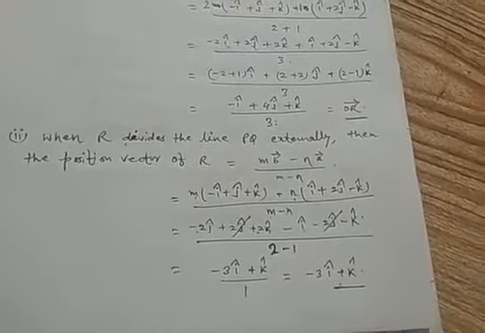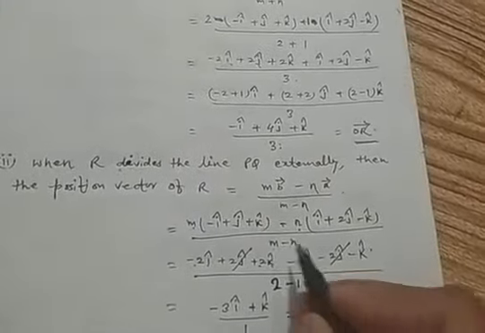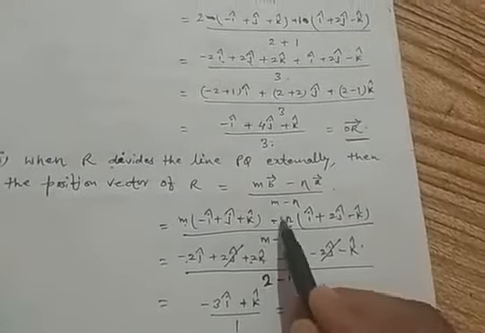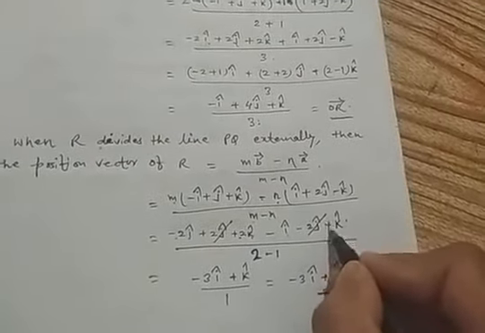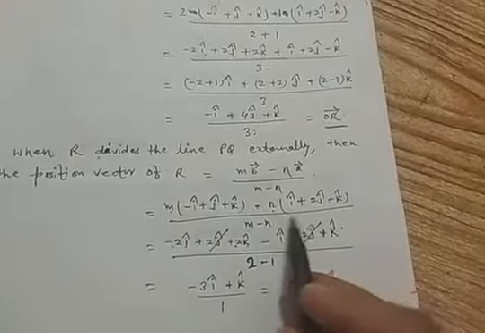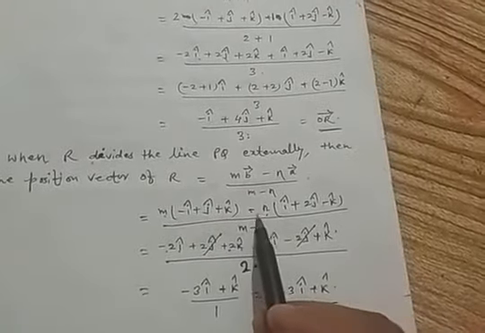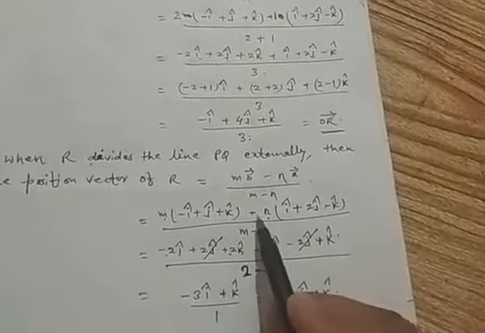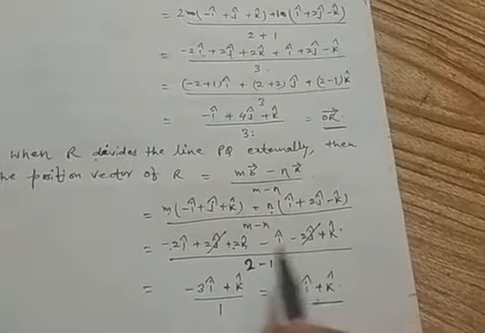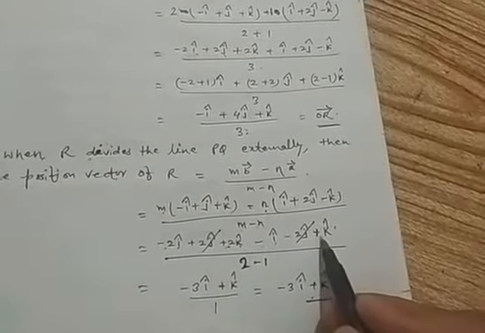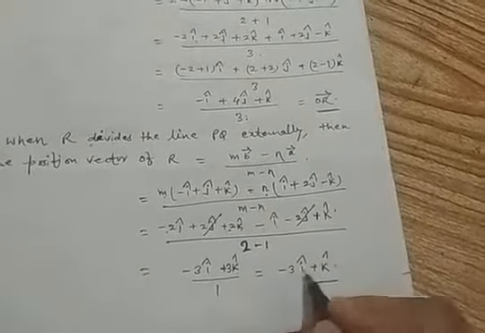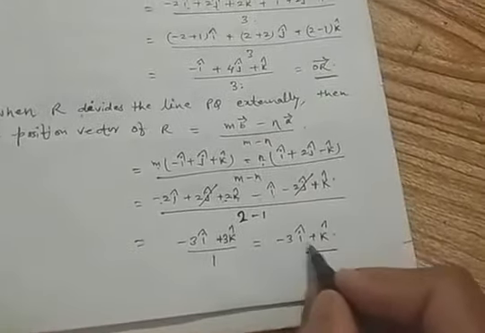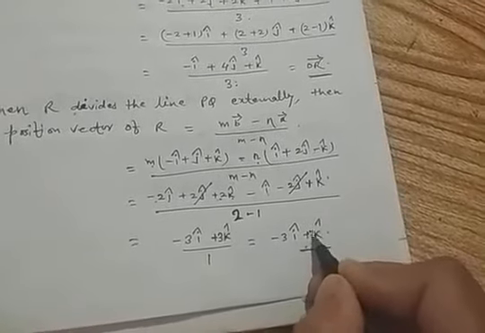Okay, students. Here, minus into minus will be plus. There is a little mistake here, students. So here will be minus into minus plus. So here plus 2k and plus k is equal to plus 3k. So finally here will be minus 3i cap plus 3k cap.